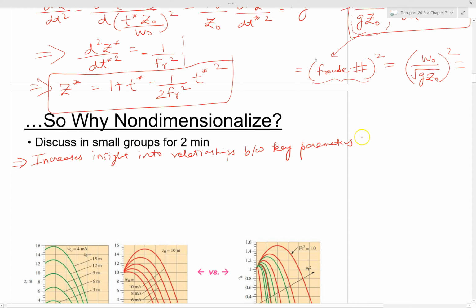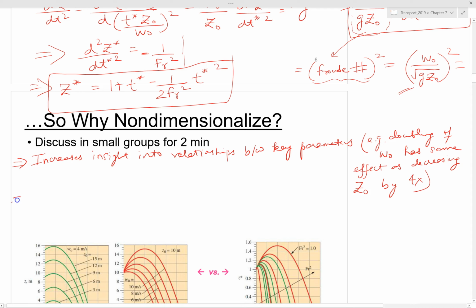between key parameters here. The particular example is that doubling of W naught has the same effect as decreasing height or Z naught by 4 times. Right? This is what this gives you.